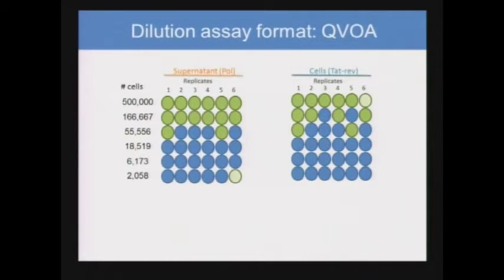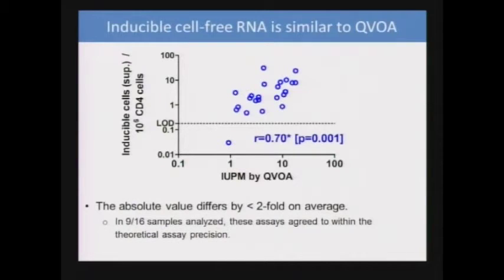Those results were compared with the QVOA, which was done in the assay format shown here. The endpoint used here was HIV RNA rather than P24. And to jump to our most significant, I think, unexpected result, we found that using the cell-free supernatant HIV RNA gave results that were very similar to QVOA.